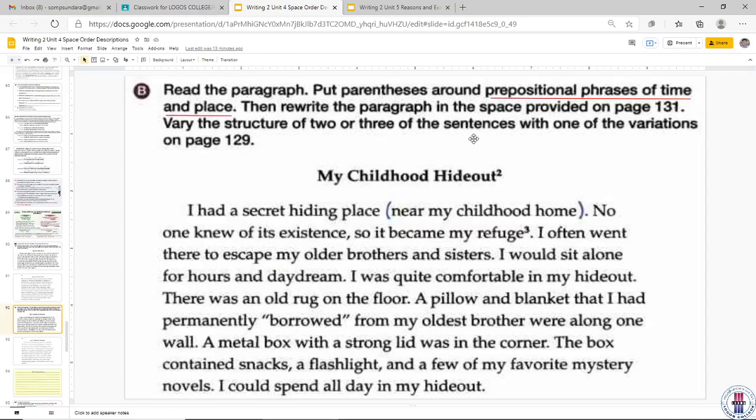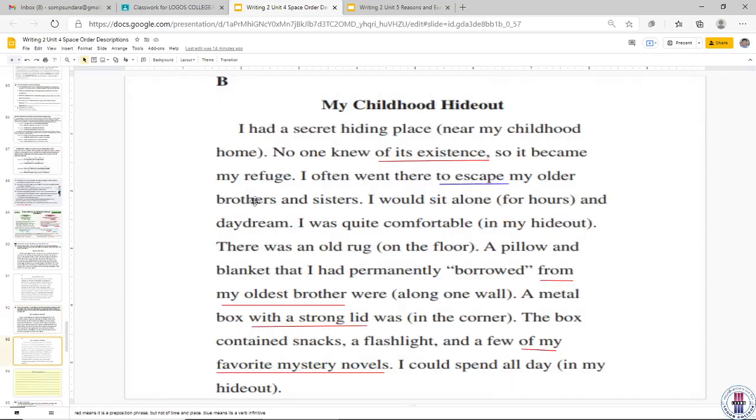Part B, be careful here. They want you to find the prepositional phrases of time and place. Not, all right, just time and place, not possession, right? Because there were prepositions of possession, prepositions that describe identity. So they just want time and place. I had a secret hiding place near my childhood home, location. No one knew of its existence.